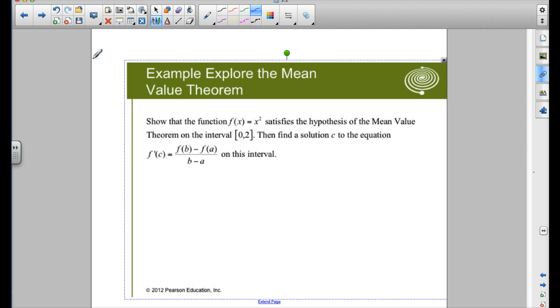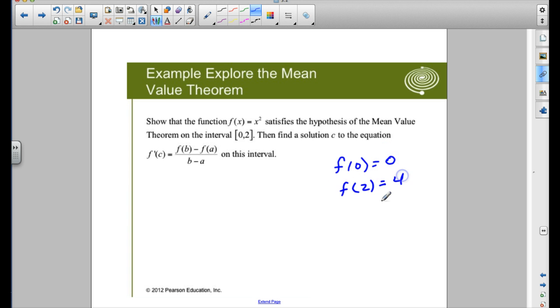So let's say, for example, show that the function x squared satisfies the hypotheses of the mean value theorem in the interval 0, 2, and then find C. First of all, it has to be continuous. We know that x squared is continuous on the interval 0 to 2. And we know that x squared is differentiable on the whole open interval from 0 to 2. So now let's figure out a few values. f of 0 is 0, f of 2 is 4, and f prime of x is 2x.